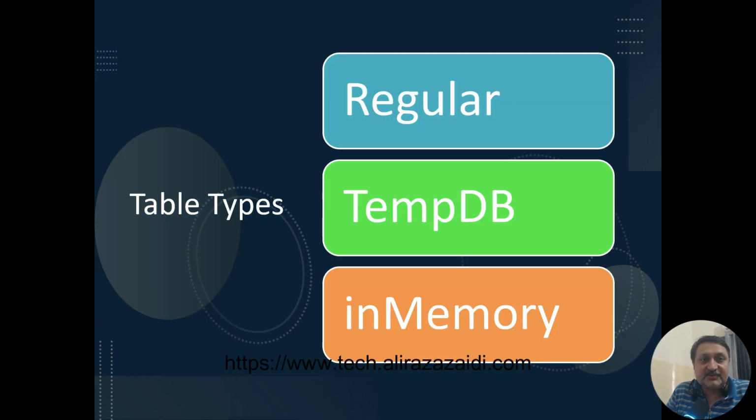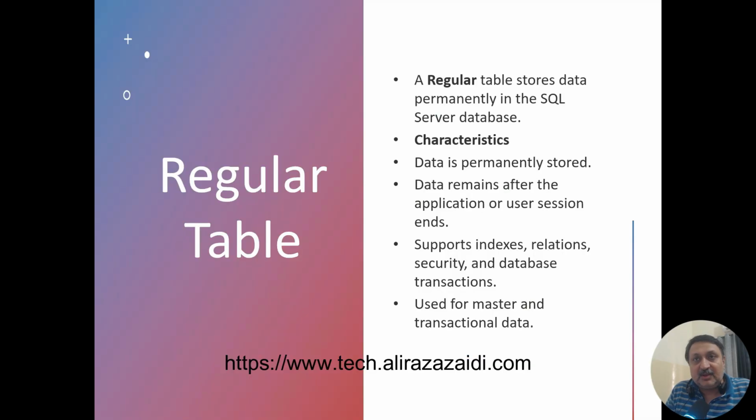So in D365 Finance and Operation, we have three types of tables: regular tables, temp tables, and in-memory tables. Regular tables store data permanently in SQL Server. Characteristics are data is permanently stored, data remains after the application or a user session ends, support indexes, relationships, security, and database transactions, and used for master and transactional data.